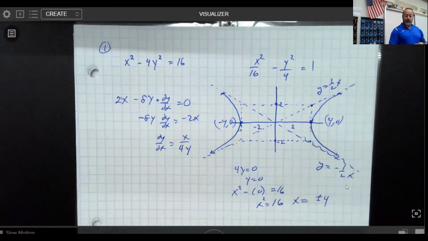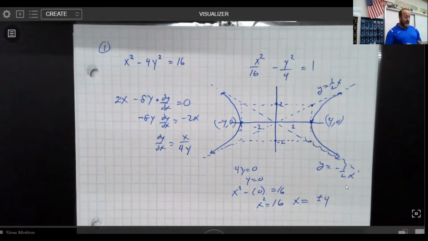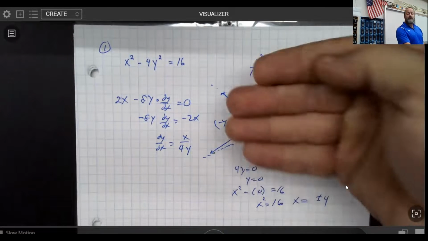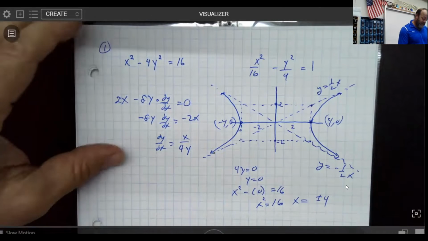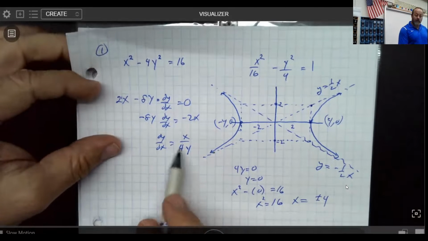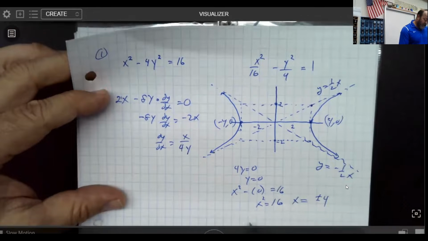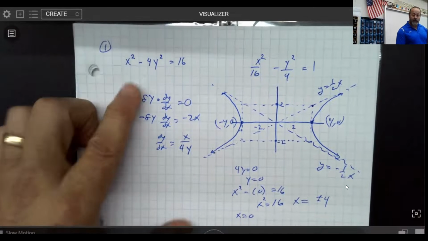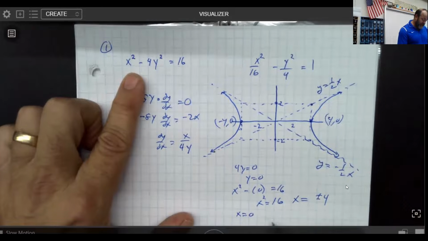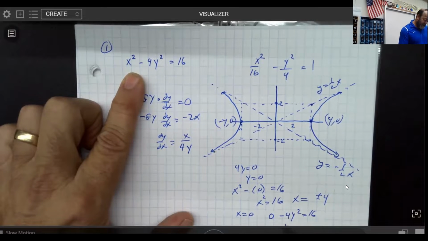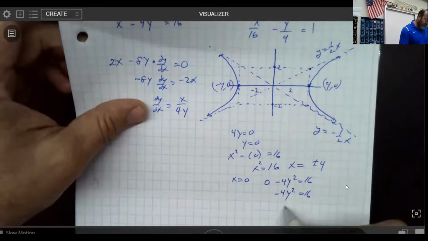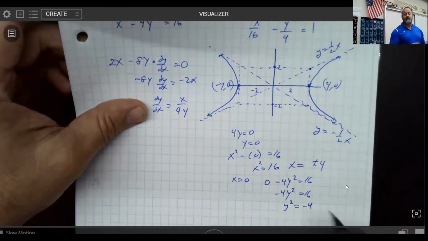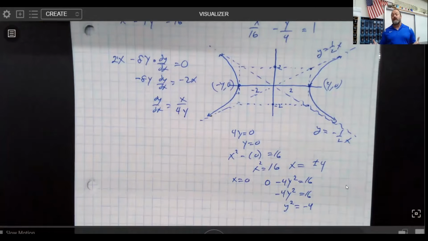Now, the other part would be where there would be a horizontal tangent. That's assuming we don't have this picture and don't realize that there is no such thing. That would happen when the numerator is 0. So what would happen if we made the numerator x 0? If you made x 0 and plugged it back into the original problem, you'd have 0 minus 4y squared equals 16, which means we could divide both sides by -4, and you get y squared equals -4, and we can very quickly see that that would be an imaginary value.